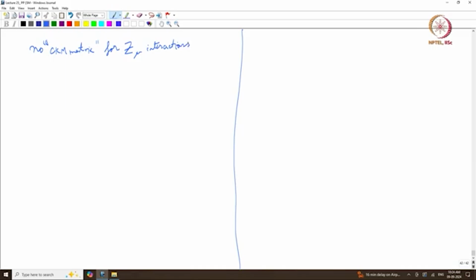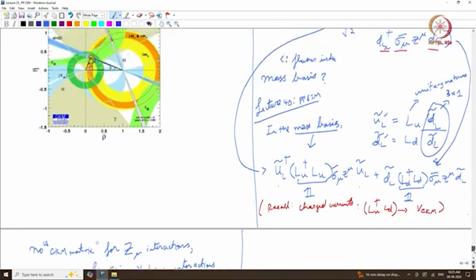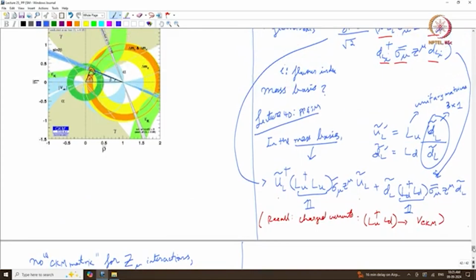Okay. And of course, we explicitly saw that in the Higgs-Yukawa sector also we did not have this. Remember when we rotated the Yukawa matrices, once again all the rotation matrices ate each other and we got an identity, correct.